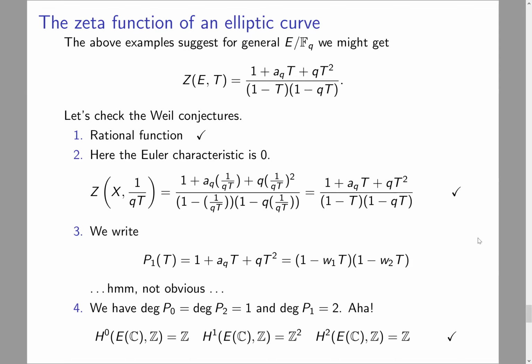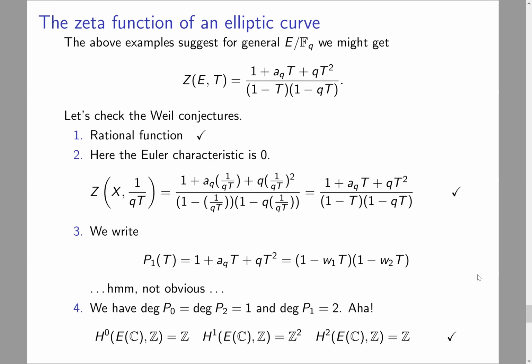The fourth point to check is these degrees and this Betti number stuff. Well, the degrees are 1, 2 for P1 and 1 for P2. And yes, we saw that if you're in characteristic 0, the complex points are a torus. So these are exactly the ranks, the dimensions of this cohomology group. It matches up perfectly. 1, 2, 1, exactly as we expect. So the only real issue that we're having here is the Weil conjecture that maybe is the most interesting to some people, which is, well, the Riemann hypothesis.